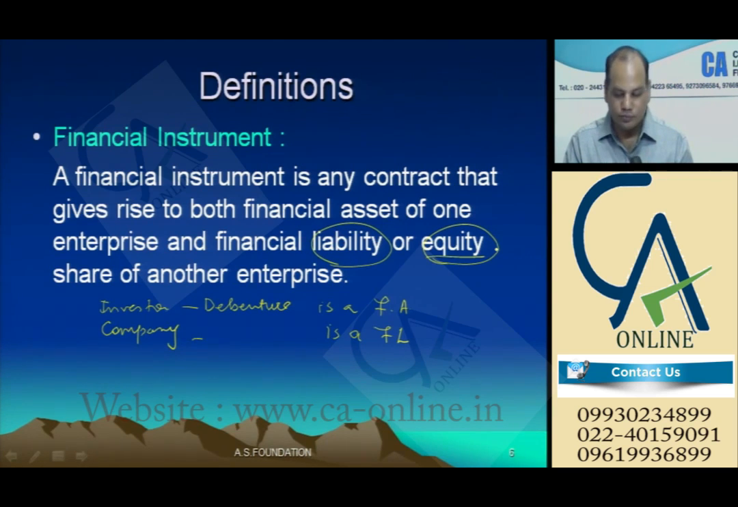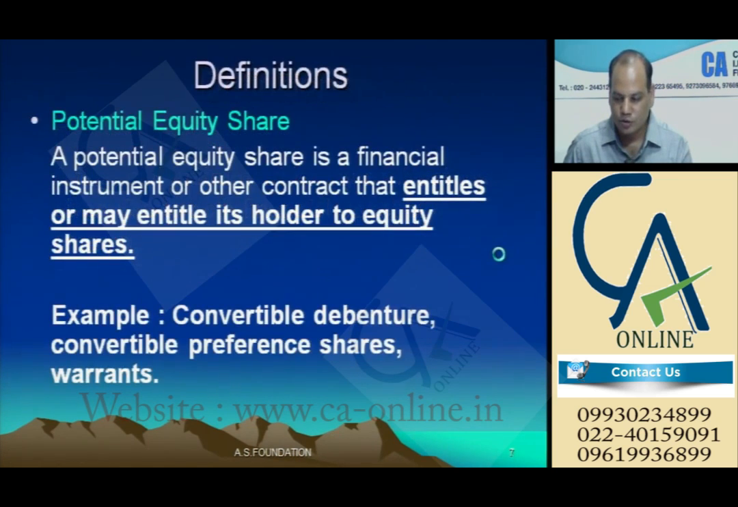Is it right? These are 2 simple examples, but there are so many other examples also, which is a financial asset for one party and financial liability for other party. What is a financial asset and what is a financial liability, that you will study in accounting standard 30, 31, 32. Okay, not today. That term we will not use much also in this standard financial instrument, don't worry.